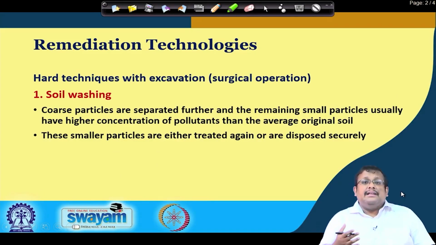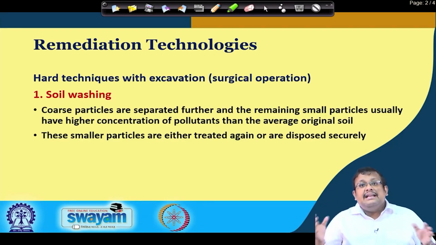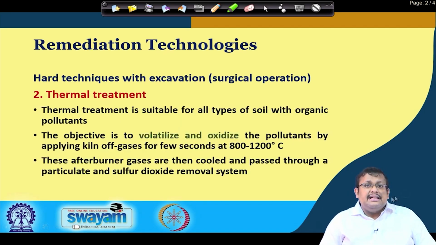Now, during the soil washing procedure, the soil particles are settled down. Coarse particles are separated further, and the remaining soil particles usually have a higher concentration of pollutants than the average original soil. These smaller particles are either treated again or are disposed of securely. So, this is how soil washing is executed.